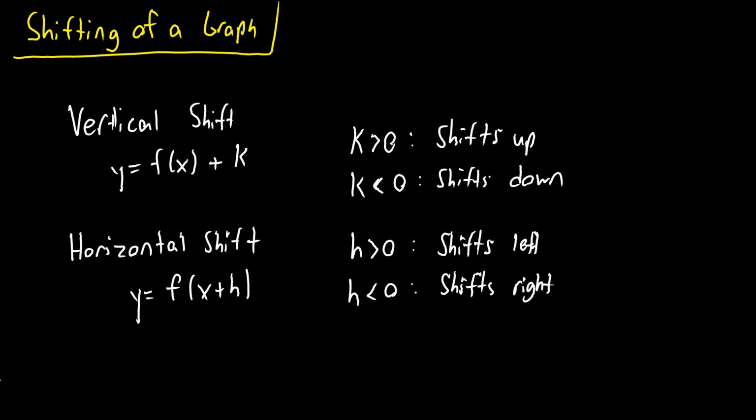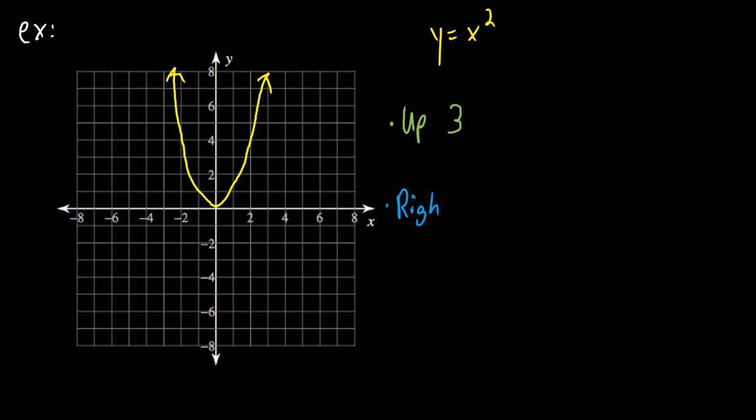Okay, so let's get to some examples here. Looking at our first example, let's just look at the function y equals x squared. So we know what this function is going to look like. Let's just graph it out. Let's make some shifts to it. Let's go up 3 and right 2. Okay, this should be easy enough.